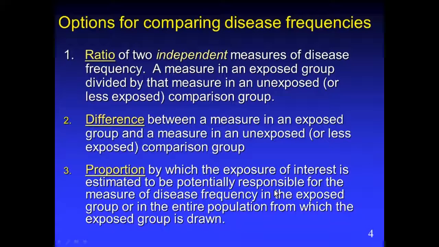So we use 3 types of measure for comparing disease frequency. There's the ratio, and usually in epidemiology it's a measure in an exposed group compared to a measure in an unexposed group. Then there's a difference. We take the difference between those 2 measures. We're going to be discussing that. And then there's a proportion, and usually we use proportion in the sense of the proportion of the health outcome that we're interested in, which is potentially accounted for by the exposure that we're particularly interested in at the time.